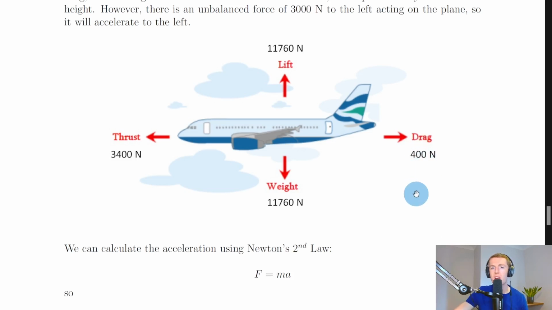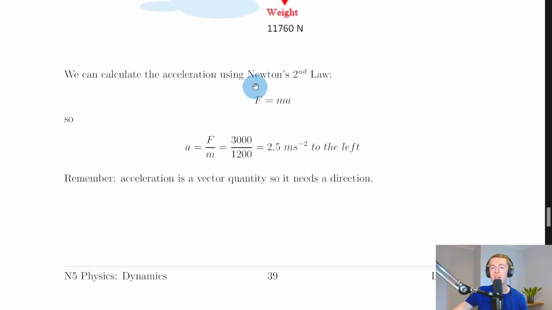So if we wanted to calculate the acceleration of this plane, we could do, because we know that the vertical forces are going to cancel out, and we know that there's an unbalanced force to the left of, as we said, 3,000 newtons. And that's found from the 3,400 minus the 400 newtons. So that gives us 3,000 newtons to the left, and that gives us our unbalanced force F. So we can calculate the acceleration using Newton's second law, F equals ma.